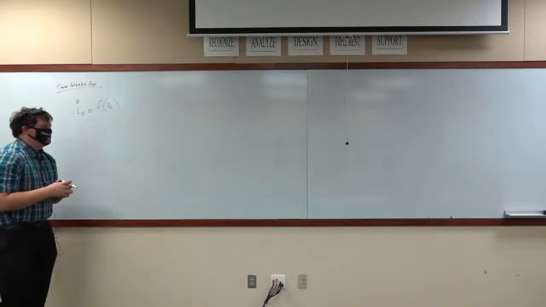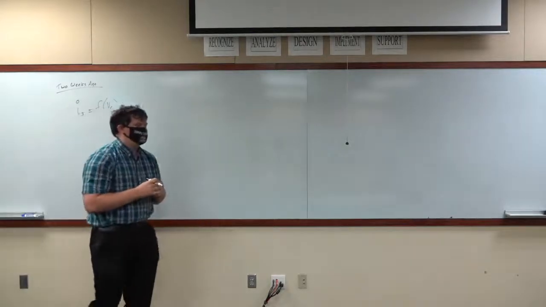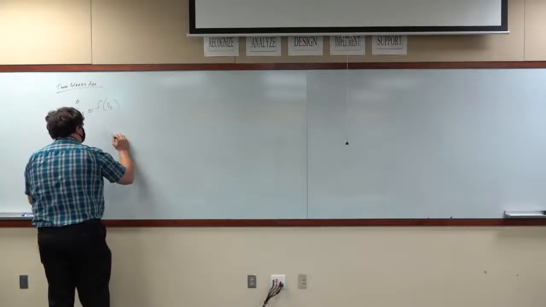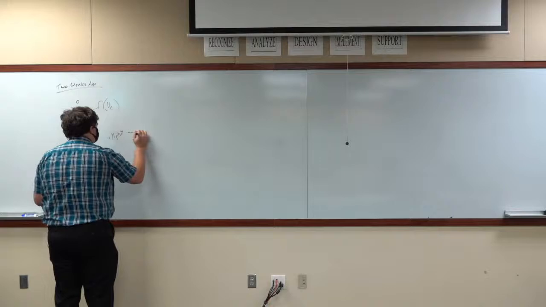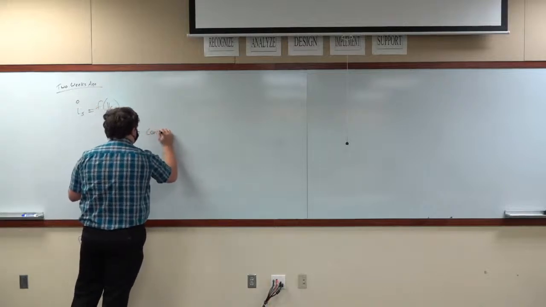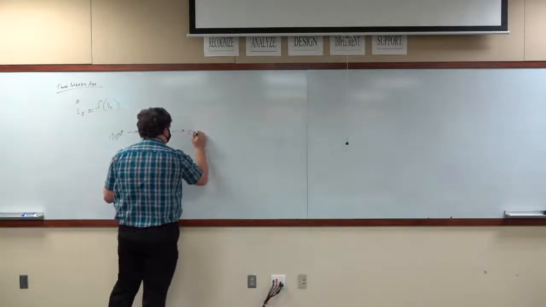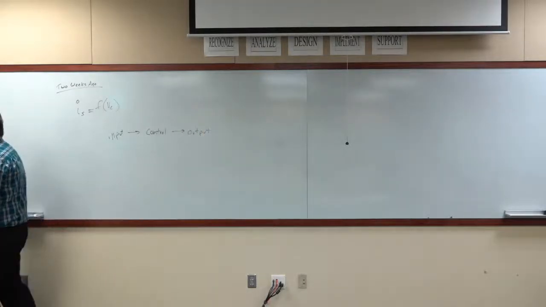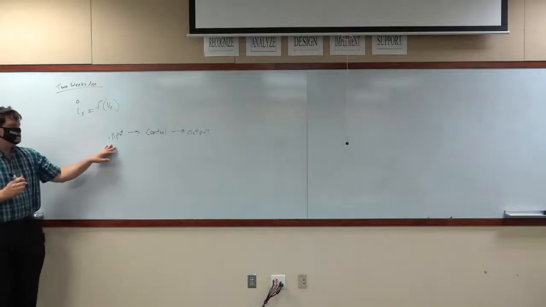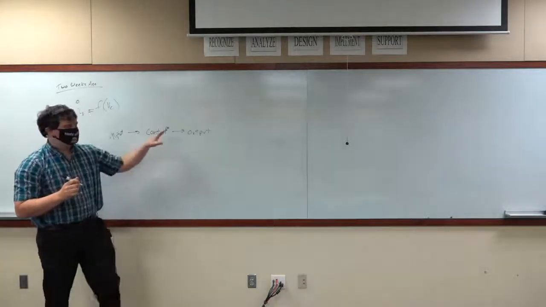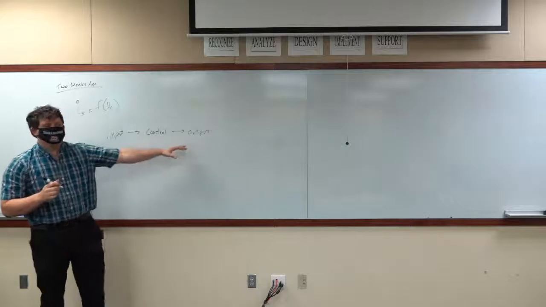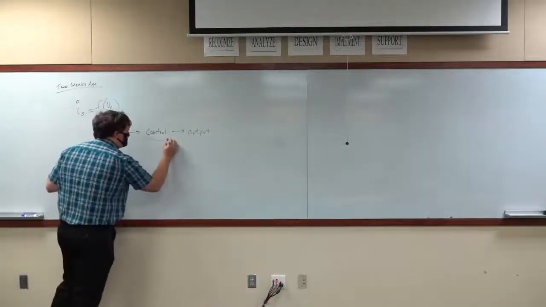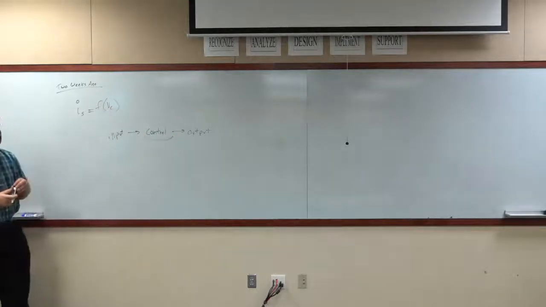Now, for what we're looking at in our systems and controls class, we have input, control, output. And this is ultimately what we're trying to get to: how do we take the input, modify it, so that we can adjust what the output is going to be. Okay? And this is the sequence really that we're looking at.